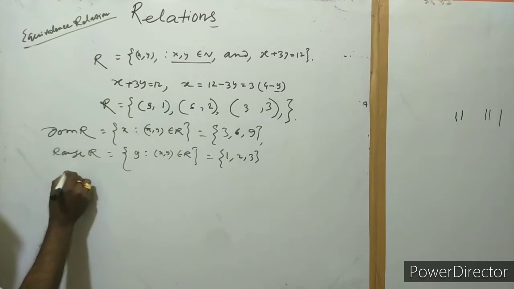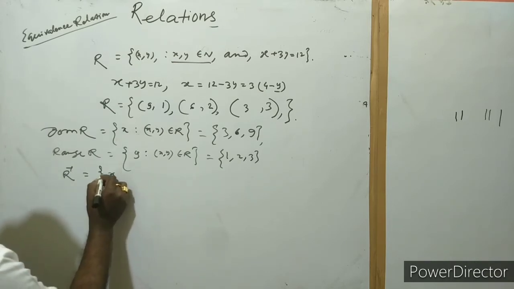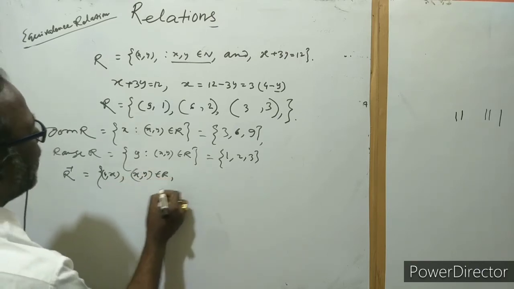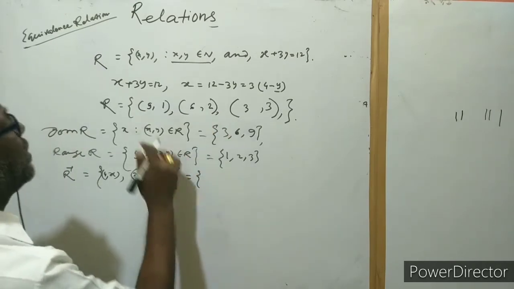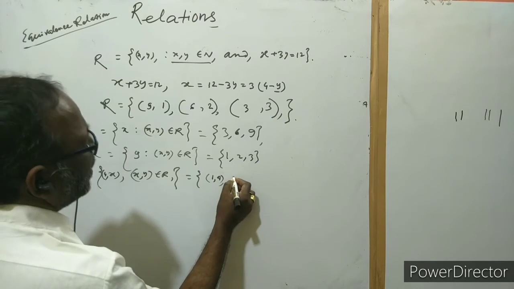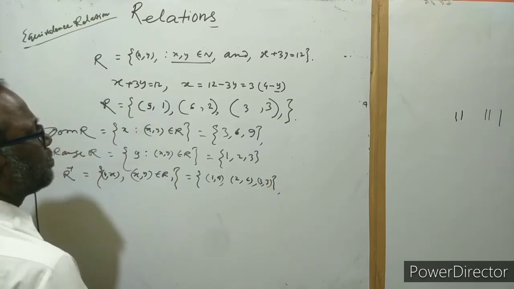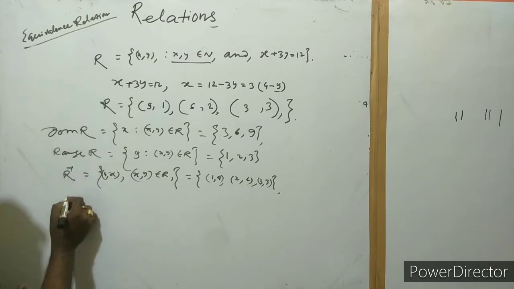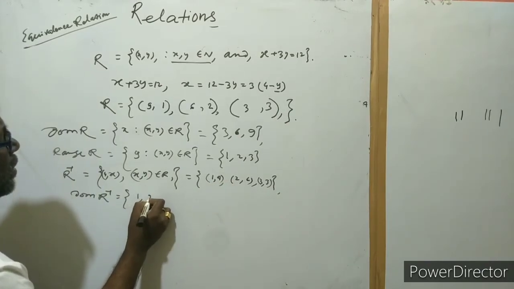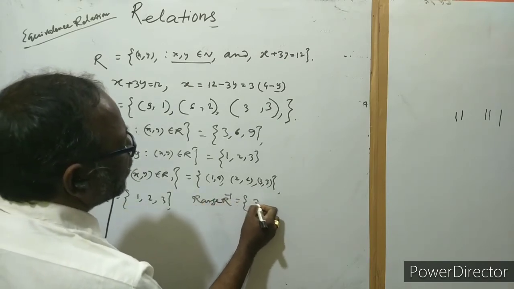Okay, and find R inverse. You know, for R inverse, the pair y comma x is called the inverse of x comma y, where x comma y belongs to R. So we can write the pairs in reverse: 9 comma 1, so we can write the inverse relation as 1 comma 9 here, and 2 comma 6 here, and also 3 comma 3. Okay. So the domain of R inverse is equal to 1, 2, 3, and the range of R inverse is equal to 3, 6, 9 here.